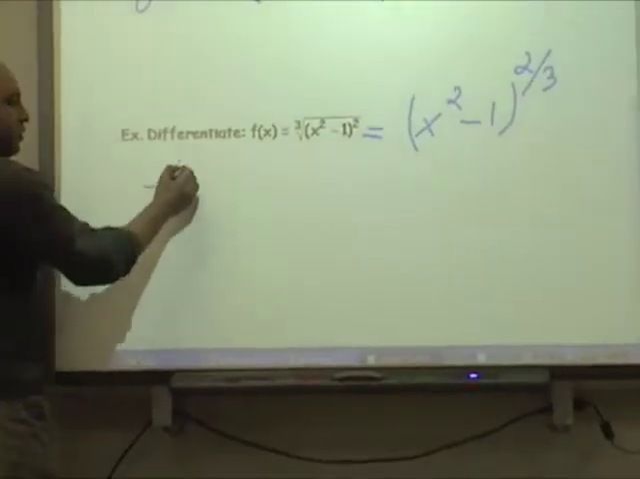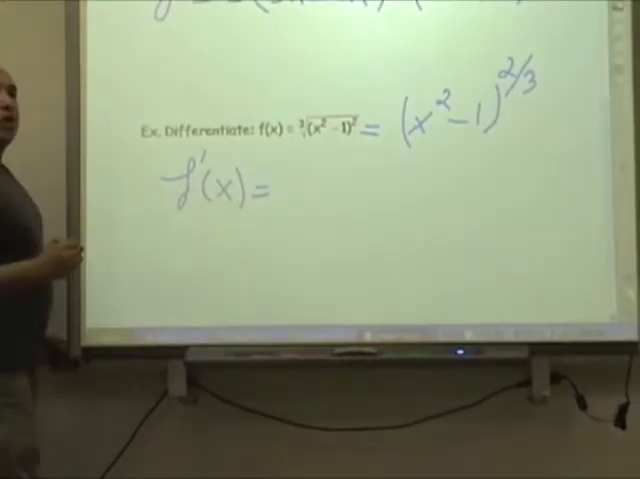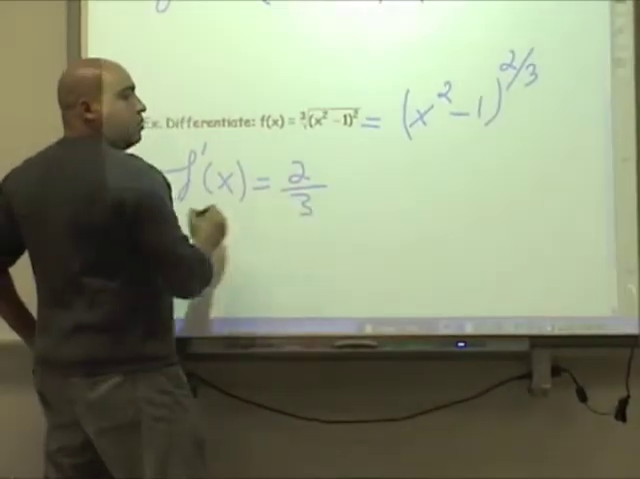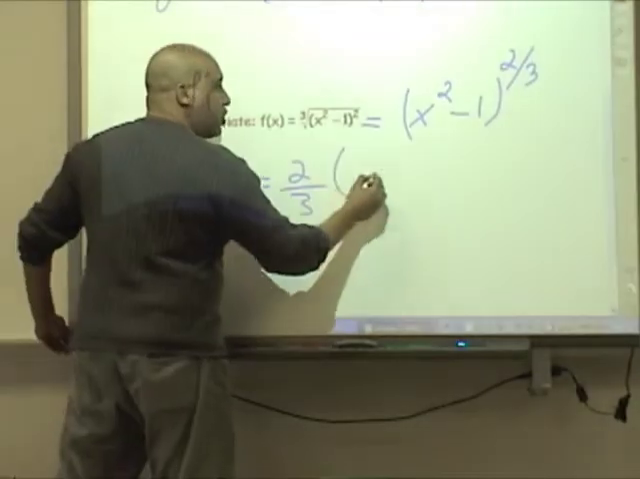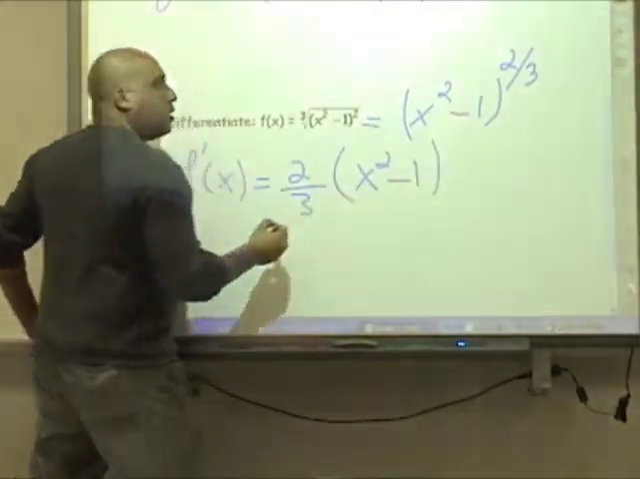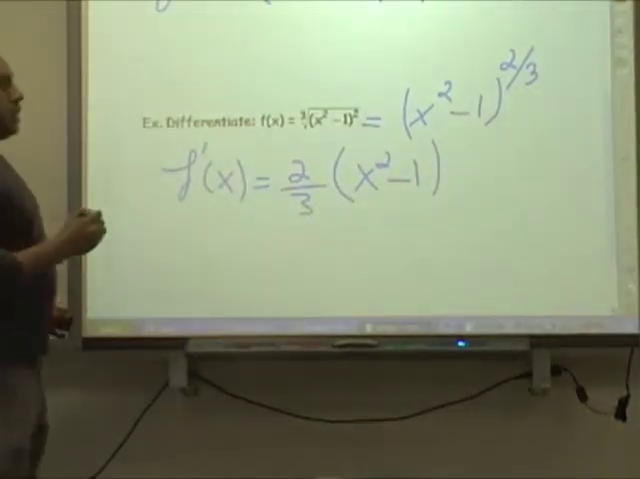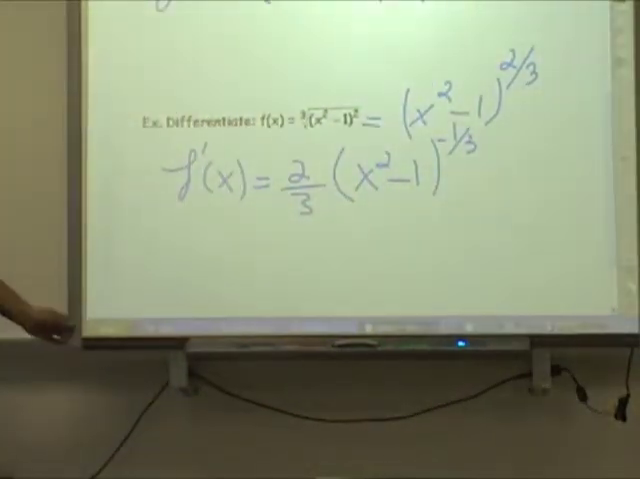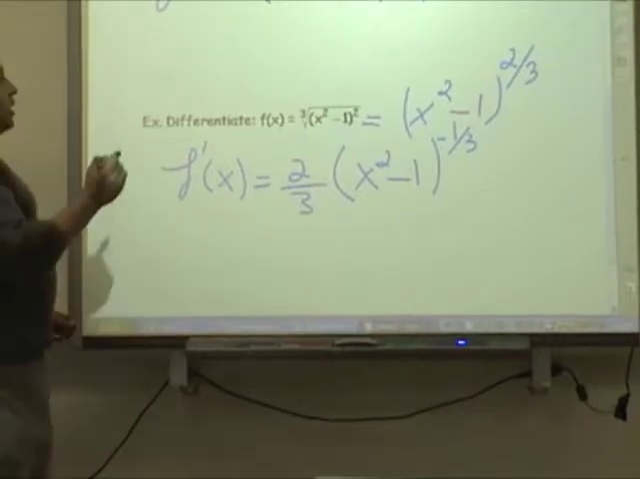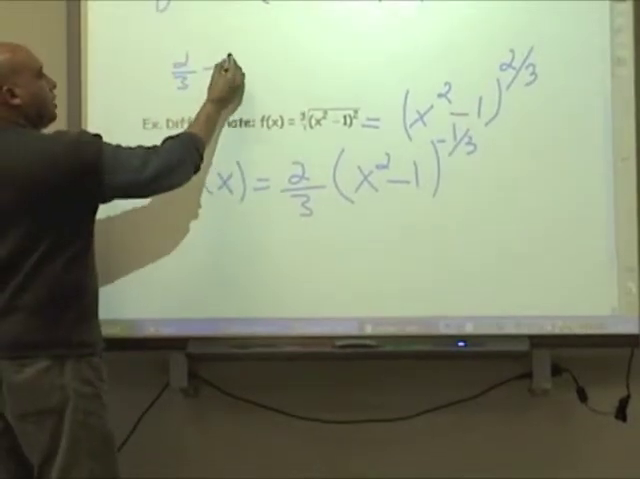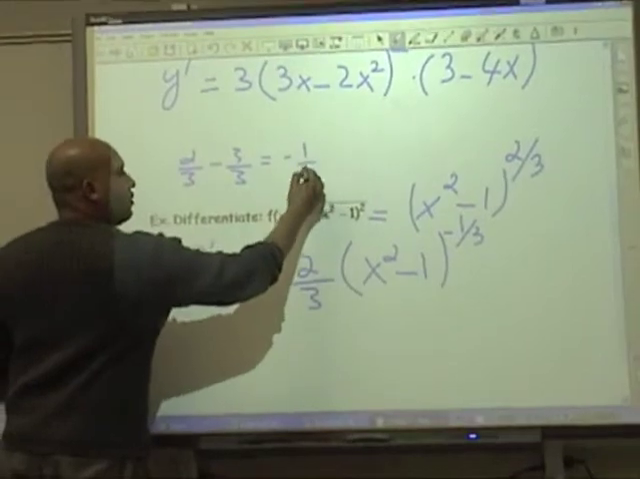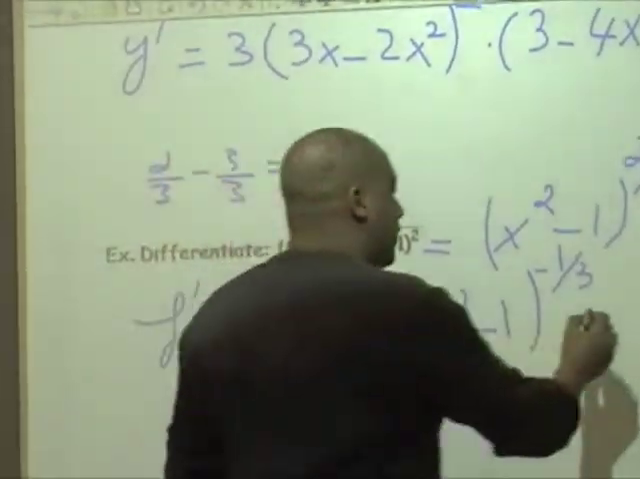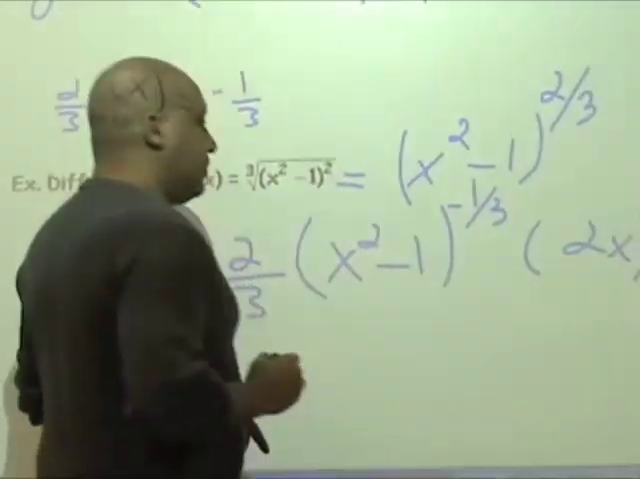To take the derivative of that, according to the chain rule, I take the derivative of the outer by dropping 2/3 and then subtracting 1 from it. Well, 2/3 minus 1 is negative 1/3, because 1 could be considered as 3 over 3, and 2 over 3 minus 3 over 3 is negative 1/3. And then multiplying that by the derivative of the inner function, which is 2x.